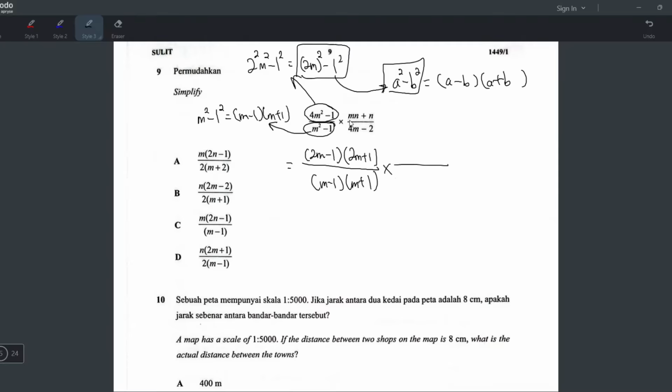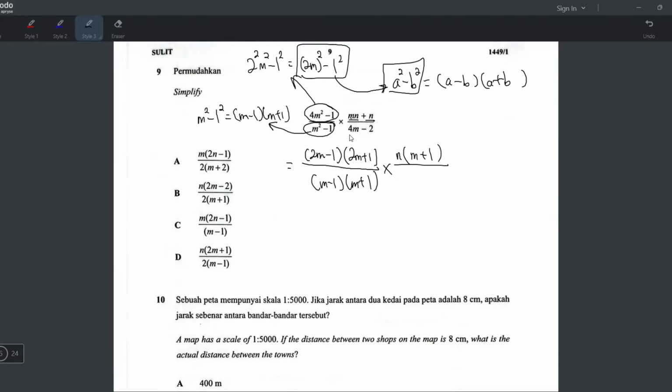The answer is yes. How do you factorize this? You can see there are two terms, and both terms can be divided by n. That means you can factor n out. So you can factorize it like that, and you are left with m plus 1. Okay, m plus 1.